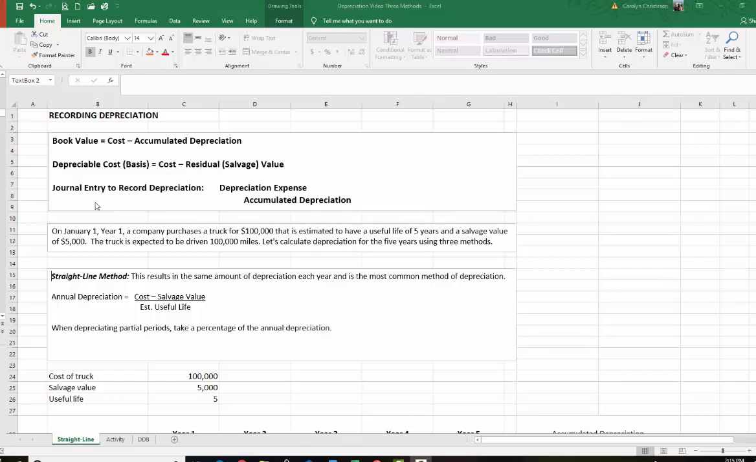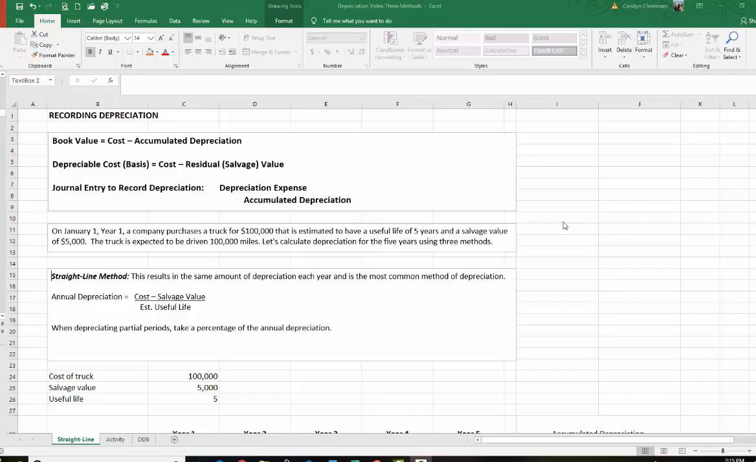And then finally, the depreciation journal entry. It's an adjusting entry that companies make at the end of every period. They debit depreciation expense, that's an operating expense, and they credit accumulated depreciation, which is a contra asset account that reduces the value of the asset. Okay, contra asset.